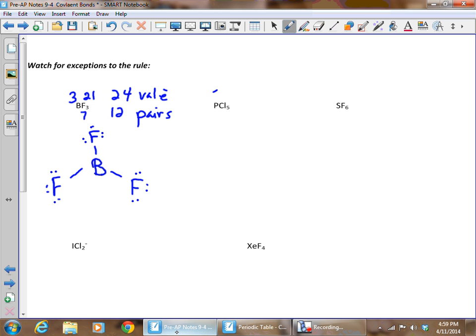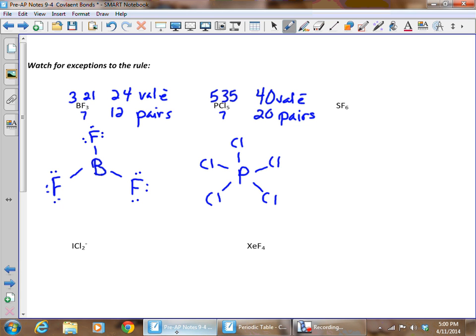PCl5, we have 5 for phosphorus. We have 7 for each chlorine, that's 35. Our 40 valence electrons total, 20 pairs. Nothing weird. It says to put 5 around it, do it. We will look at why this happens later, but for now, it says 5 atoms around them, put them symmetrically around them, kind of a star shape for 5.